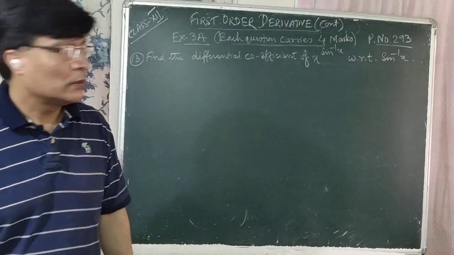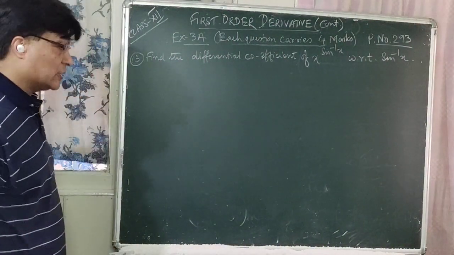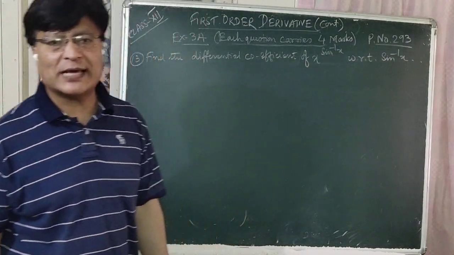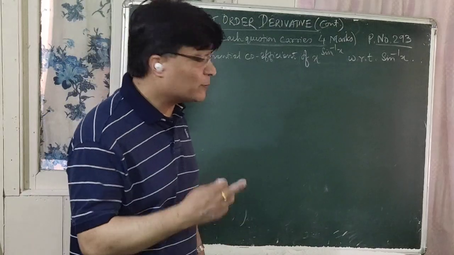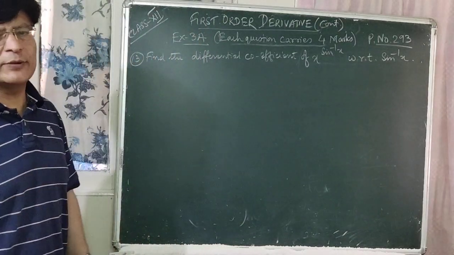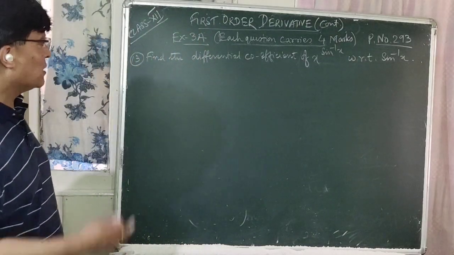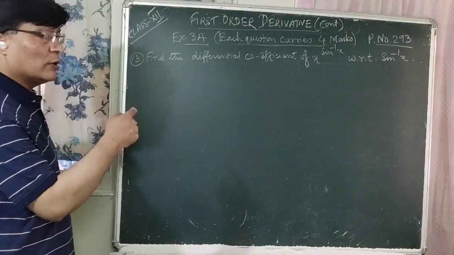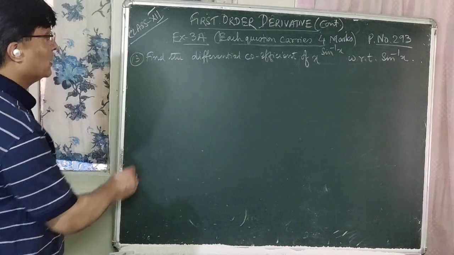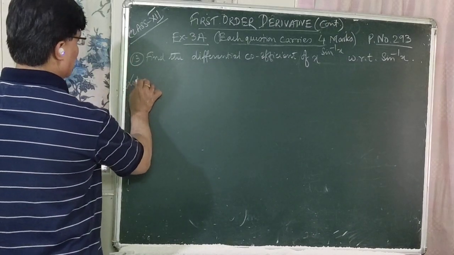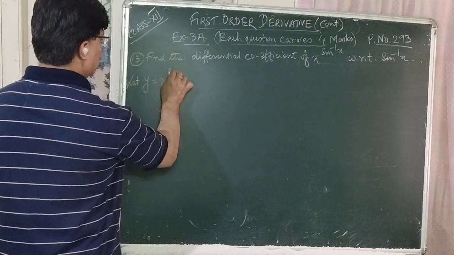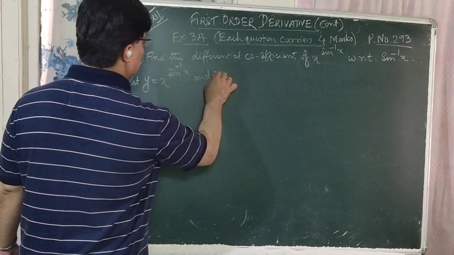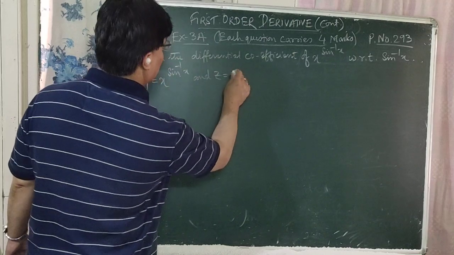So now we'll do the next question, that is question number 13. Find the differential coefficient of the first function, that is x to the power sine inverse x, with respect to sine inverse x. Here also you can use the same method as we have done in question number 10 and 11. Number 12 will be homework I'll give you. So let y is equal to x to the power sine inverse x and z is equal to what? Sine inverse x.